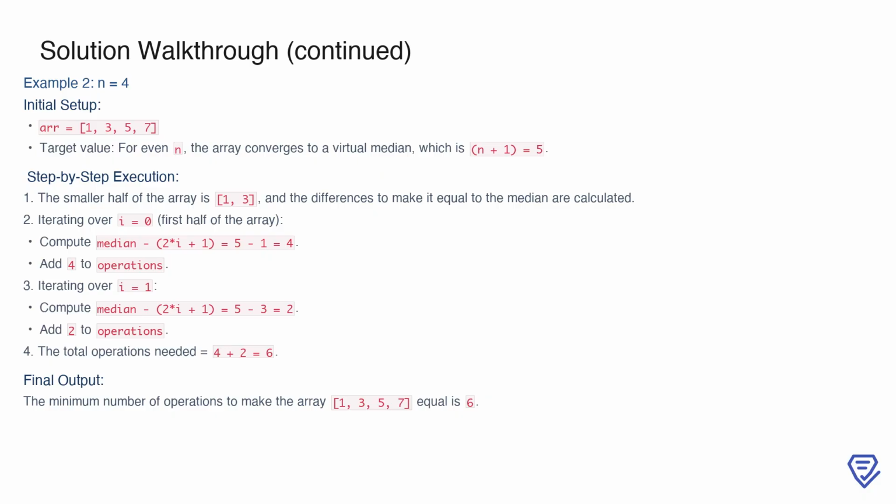For i equals 0, the difference is 5 minus 1 equals 4, so we add 4 to the operations. For i equals 1, the difference is 5 minus 3 equals 2, and we add 2 more. Summing these differences, the total number of operations needed to equalize the array 1, 3, 5, 7 is 4 plus 2 equals 6.